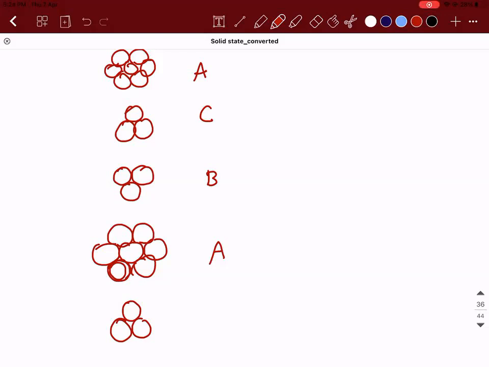Okay. Wait. If you guys are getting confused in that way, just don't worry. I'll draw the similar one here.